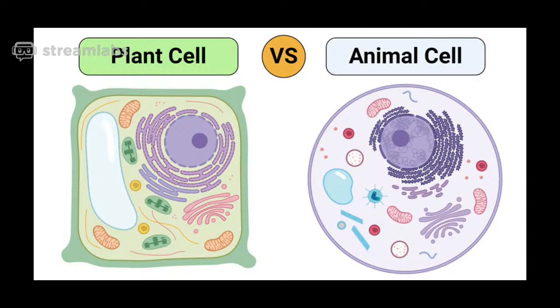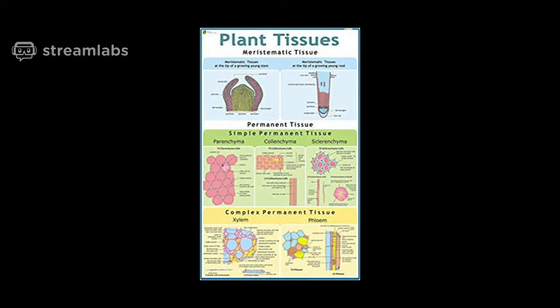So these are the basic differences between plant cell and animal cell. These are the plant tissues. A single cell in lower organisms can perform all the physiological activities. But when it comes to higher organisms, like higher plants and animals, here we can find different kinds of tissues.